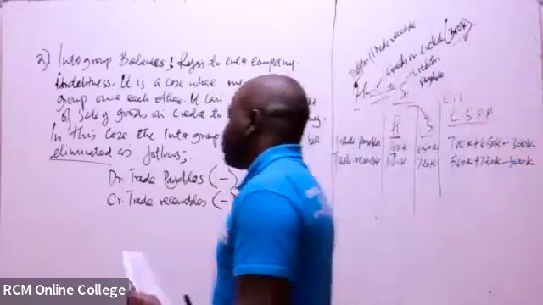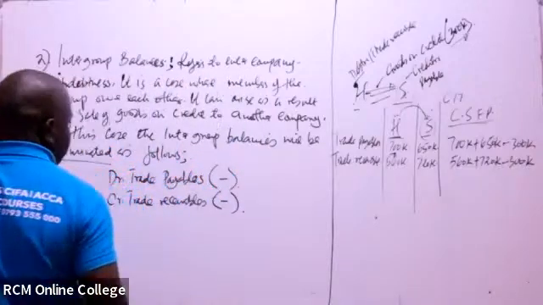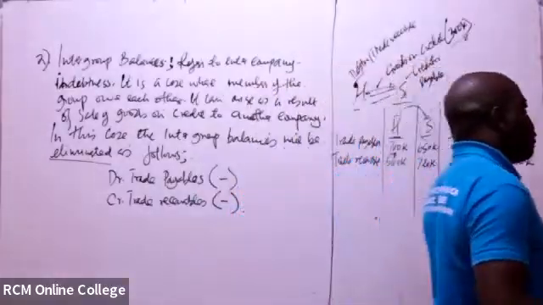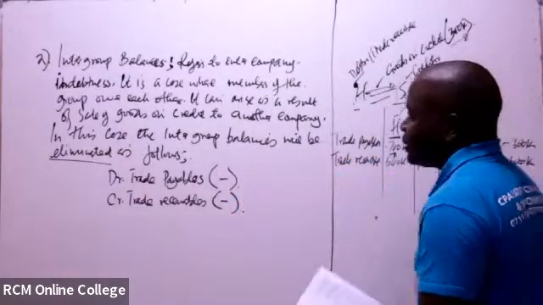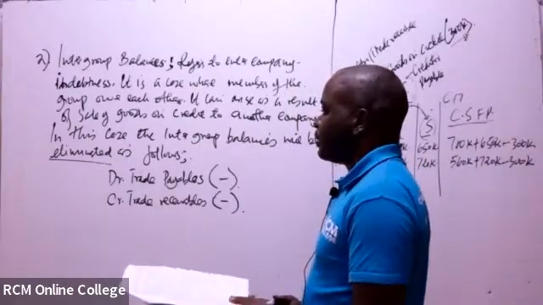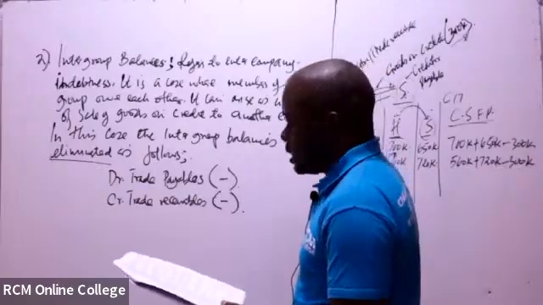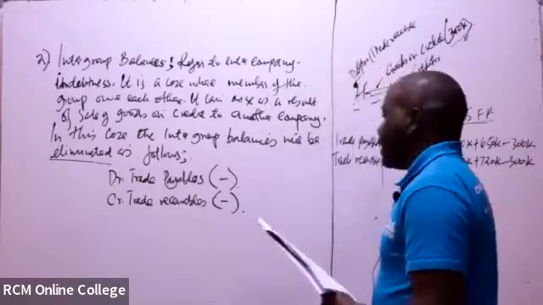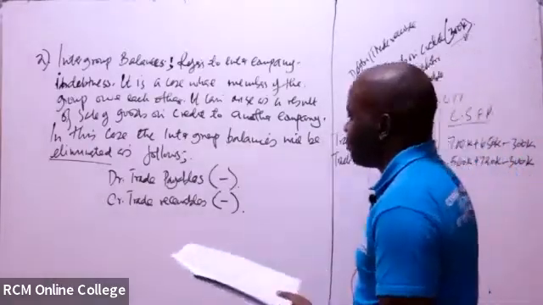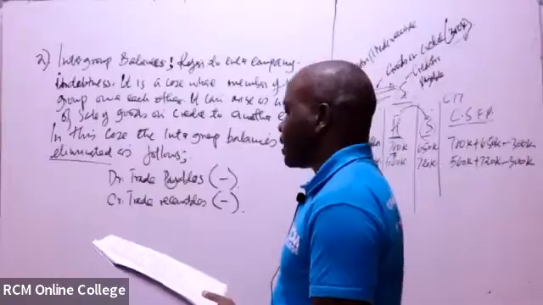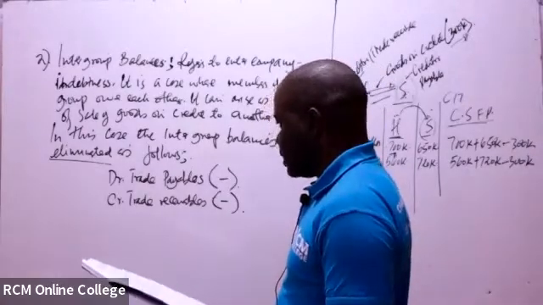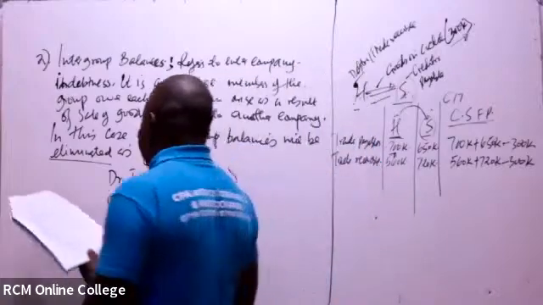So before eliminating the intergroup balances, full stop, you will say the following entries will be passed in the books of accounts.